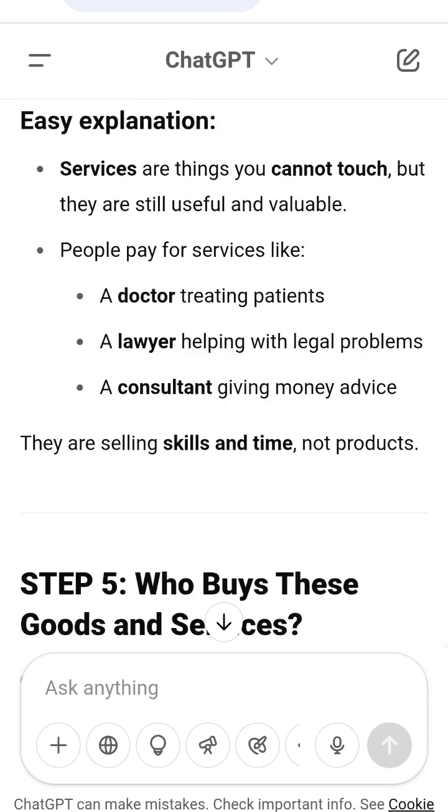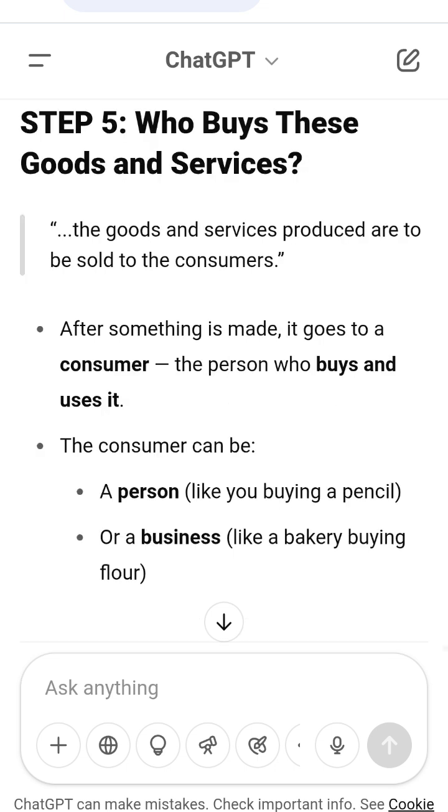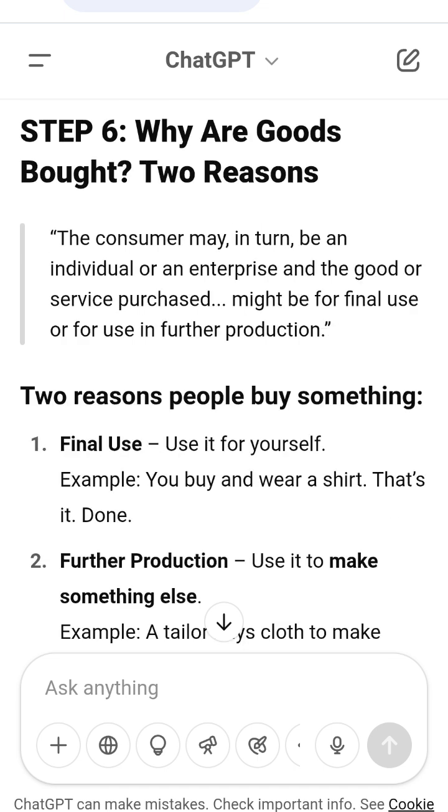Examples of final goods. A cold drink you buy and drink. A table you buy and use at home. A bus ticket you use to travel. Once you use it, that's it. No more changes. That's why it's called final.